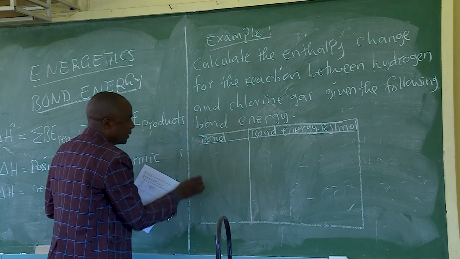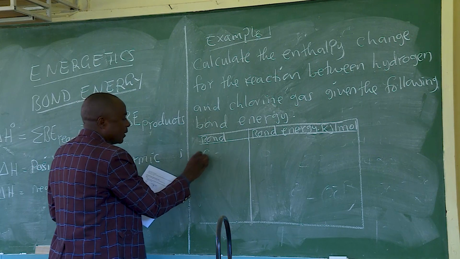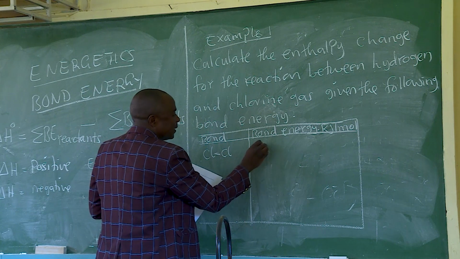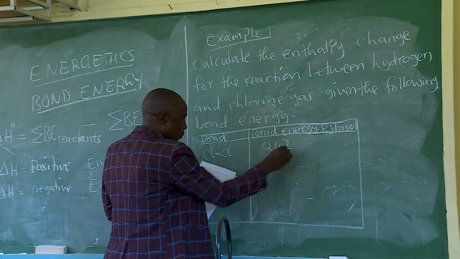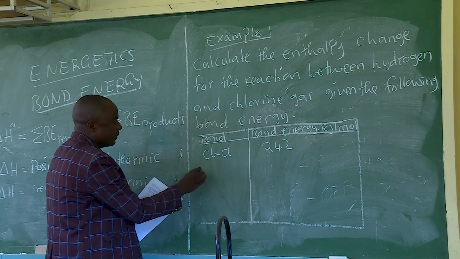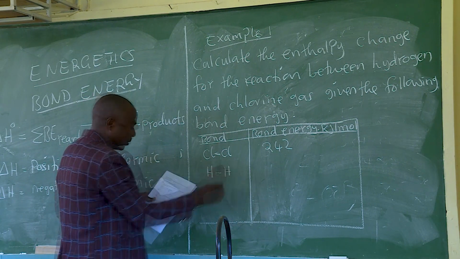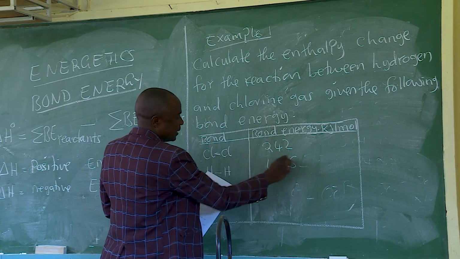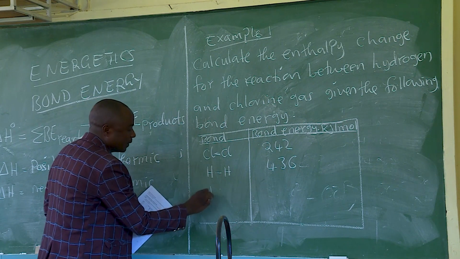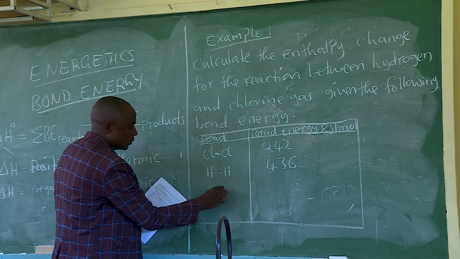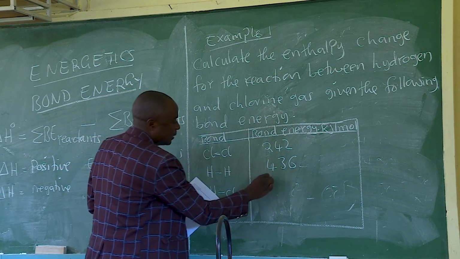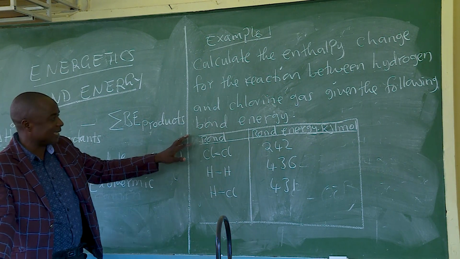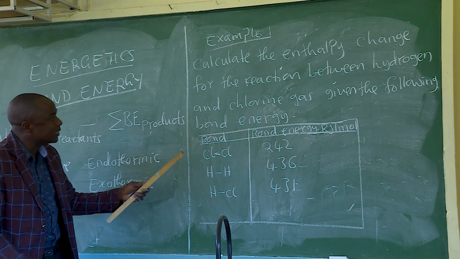So we have this table. We have the chlorine to chlorine bond. The amount of energy that is required is 242. Then we have the hydrogen to hydrogen bond. It is 436. And finally, the hydrogen to chlorine bond. It is 431. So we have been given these bond energies.